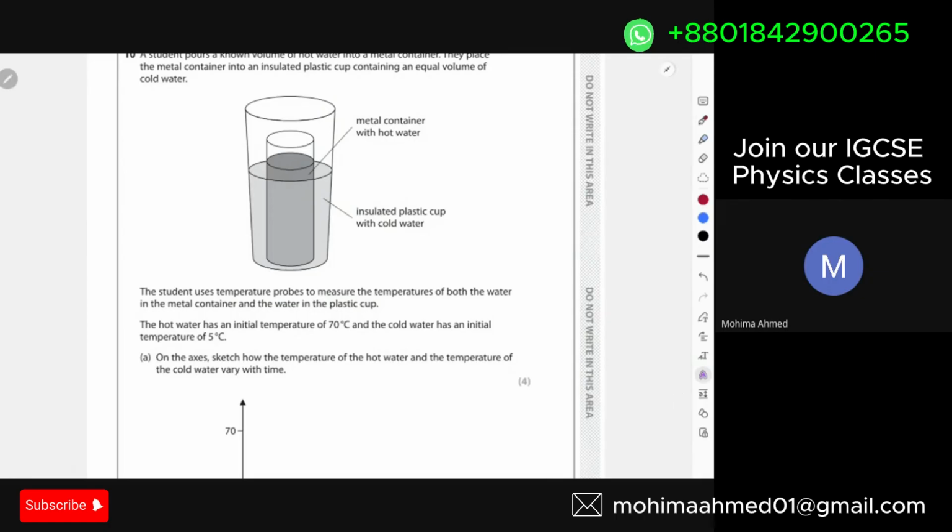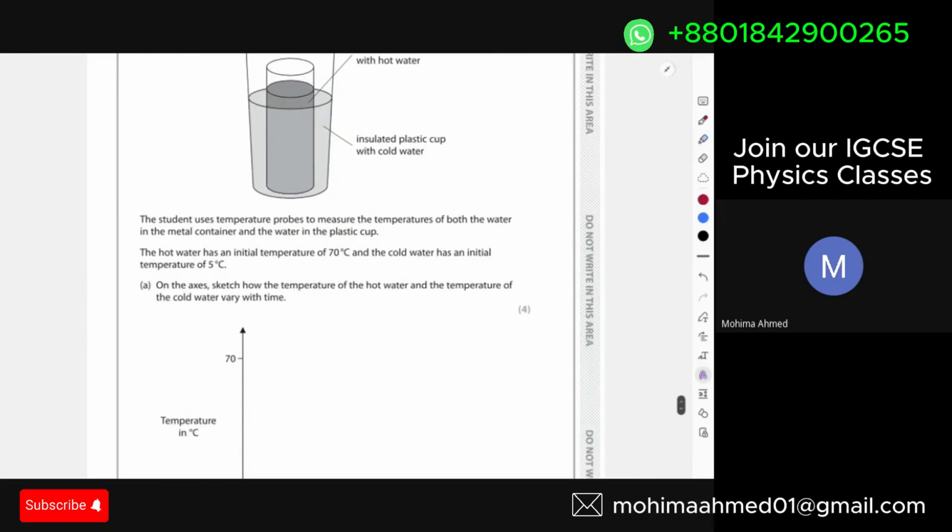I can understand that the metal container contains hot water, right? That hot water will easily lose its energy since metal is a good conductor of heat and energy. But the plastic cup will accept the heat that the metal container is releasing, and it will not radiate the heat outside. So the water in the plastic cup will only accept the energy. It will only increase in temperature, but it will not decrease in temperature, right? This is how the interchange is happening, because plastic cups are insulators of heat.